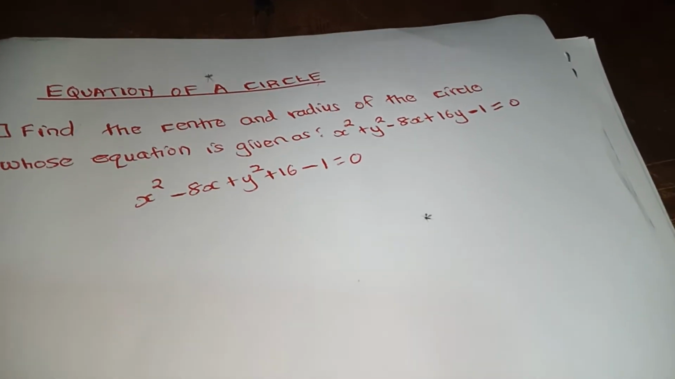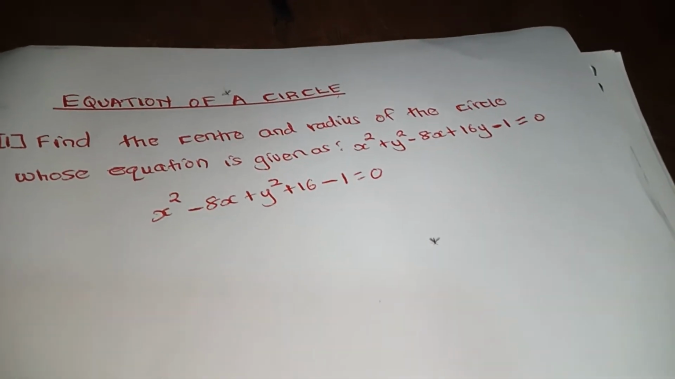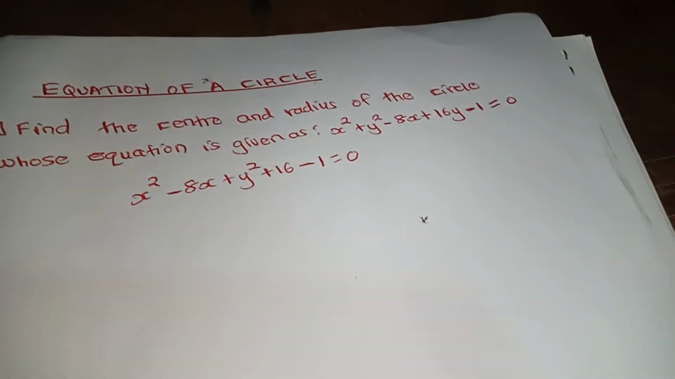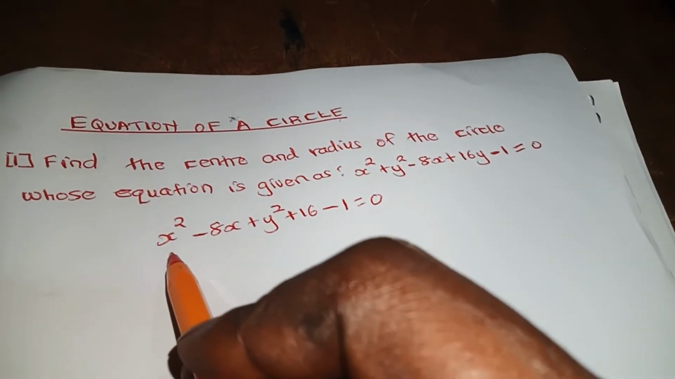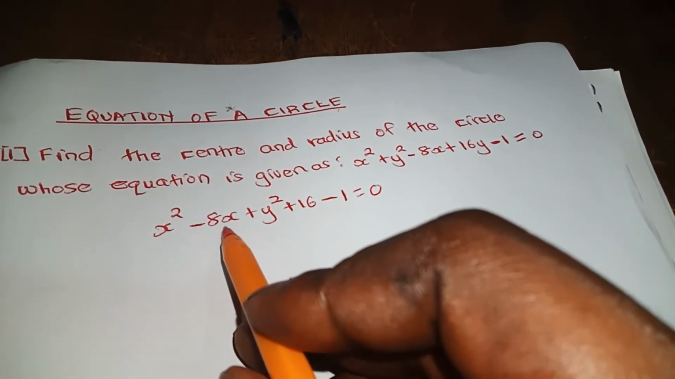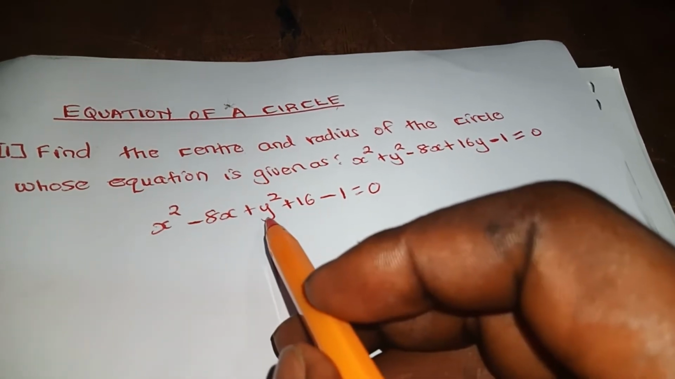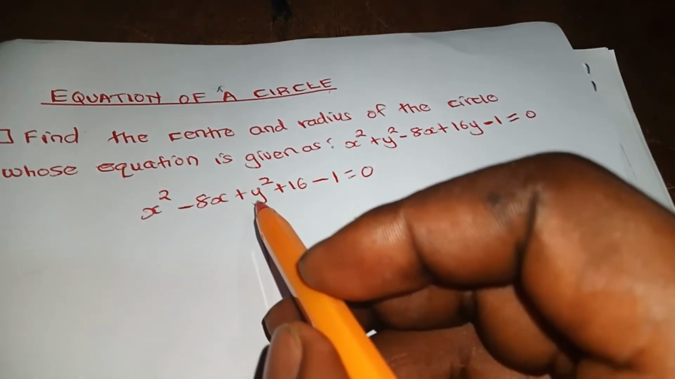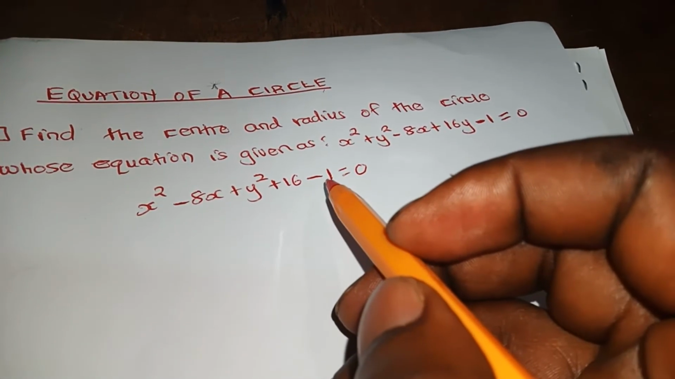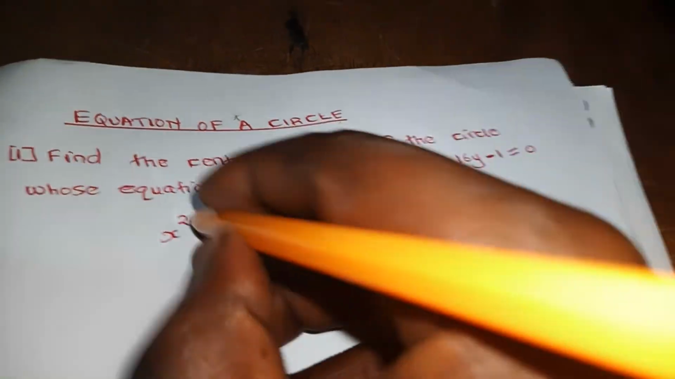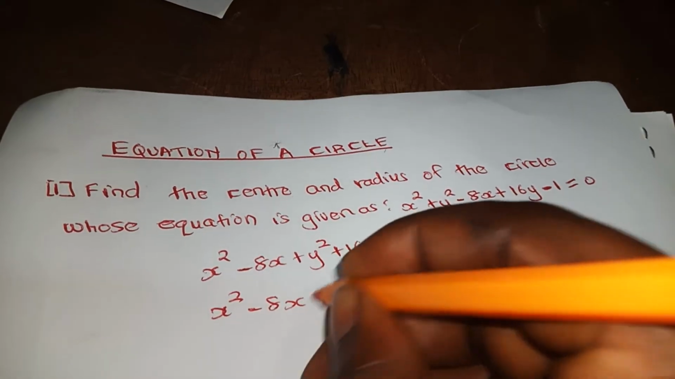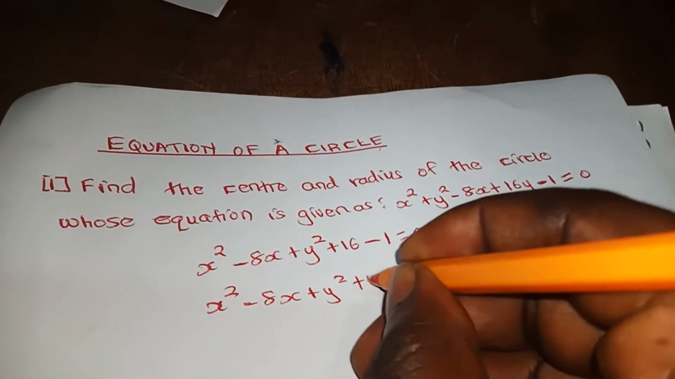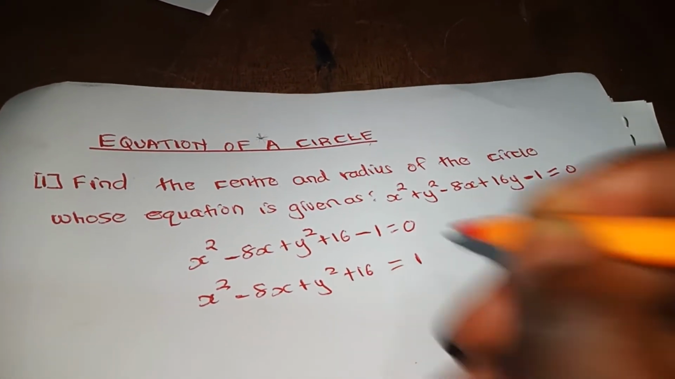The first thing you do when you are given such kind of a question, you just collect the like terms together. As you've seen the equation here, it's x squared minus 8x plus y squared plus 16y minus 1 is equal to 0. So the negative 1 crosses the equal sign. So I'm going to have x squared minus 8x plus y squared plus 16y is equal to 1.